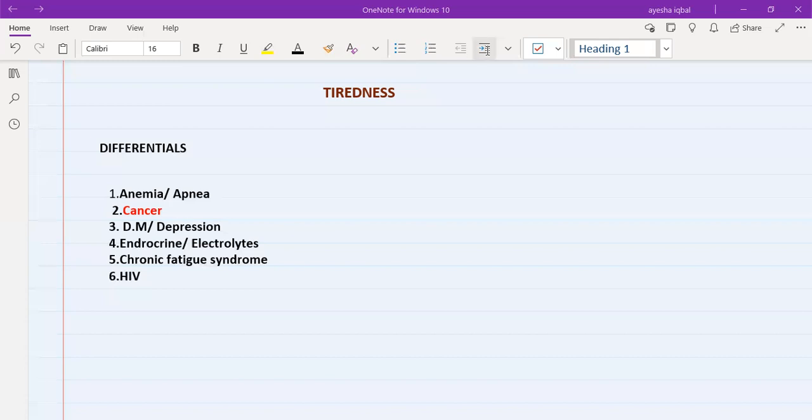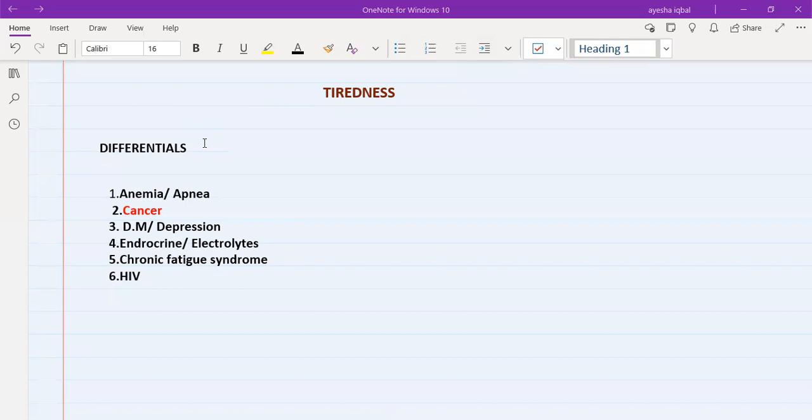Okay, then the next differential that we have is apnea, which is basically obstructive sleep apnea. This is also a very common presentation with tiredness. So the patient here basically present with tiredness, and when you probe the patient further, asking for differentials, you ask the patient, so how is your sleep? Because when the patient tell you that I am tired, so the first thing that comes to your mind is, is this person sleeping enough? So you will ask him, how is your sleep, by the way?